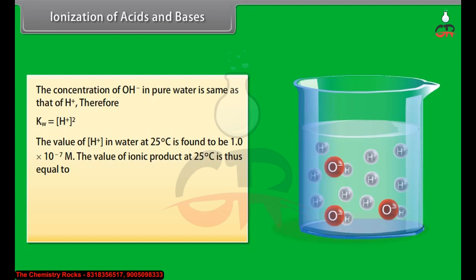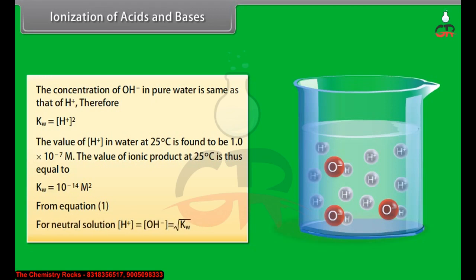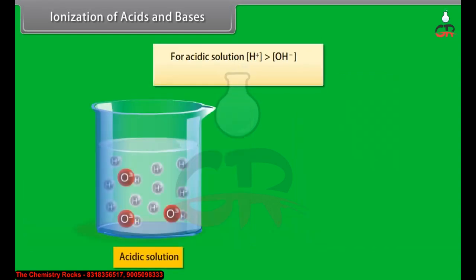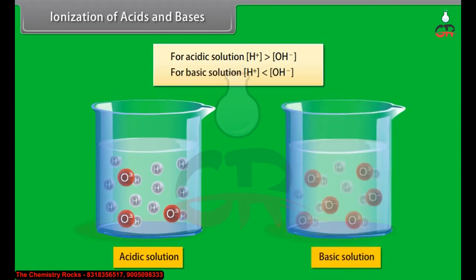The value of ionic product at 25 degrees Celsius is thus equal to 10 raised to the power minus 14 mol² L⁻². From equation 1, for neutral solution, concentration of H plus is equal to concentration of OH minus, which is equal to square root of Kw. For acidic solution, concentration of H plus is greater than concentration of OH minus. For basic solution, concentration of H plus is less than concentration of OH minus.